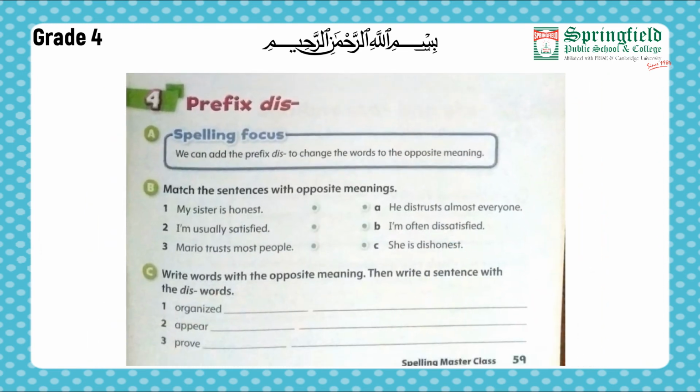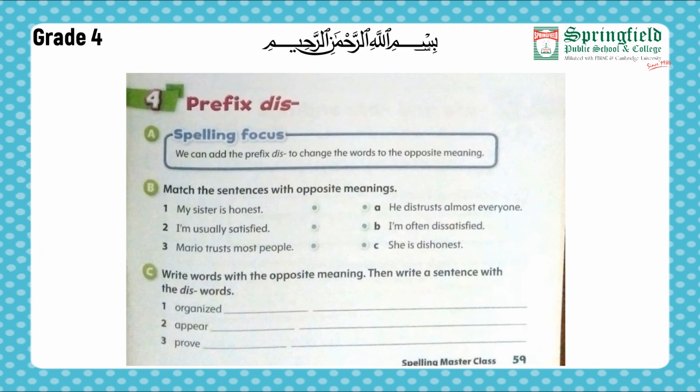Now 4. Prefix. Dis. So students, I am sure that you know what prefixes are. Prefixes are the words that we add at the beginning of a word, right? So A. Spelling focus. We can add the prefix dis to change the words to the opposite meaning. Alright, so let's move forward. B. Match the sentences with opposite meanings.